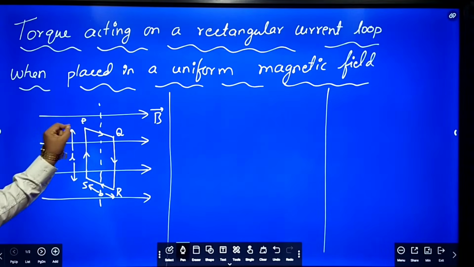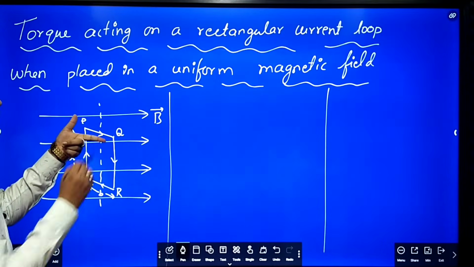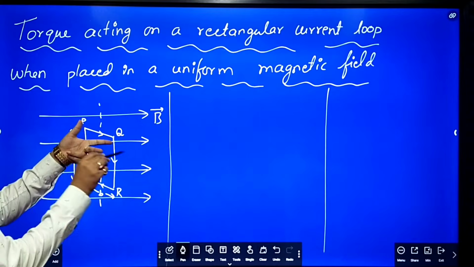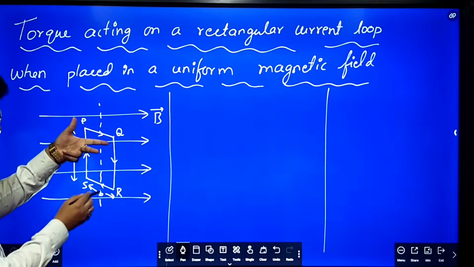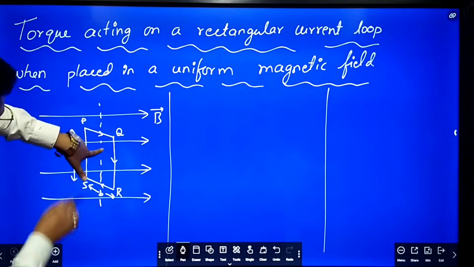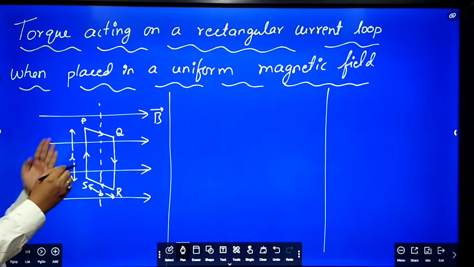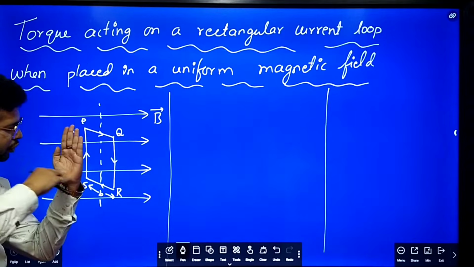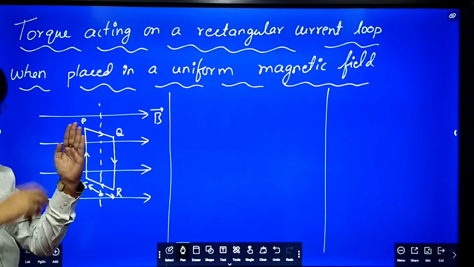What about force on PQ and force on SR? Force on PQ, see, this is the direction of magnetic field, this is the direction of current. Force is upwards. Here, since the current direction is opposite, force is downwards. See, force on PQ and force on SR are equal and opposite, they get cancelled.